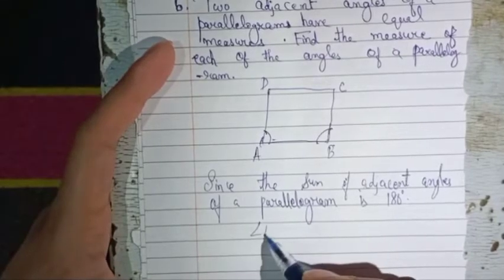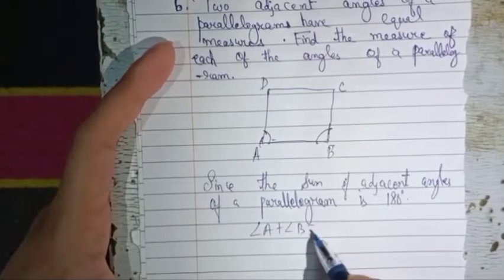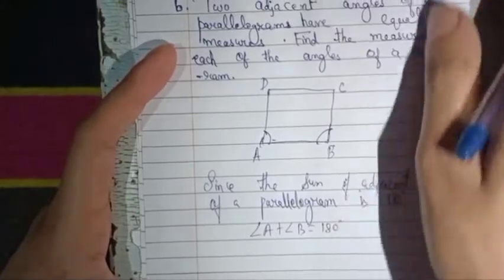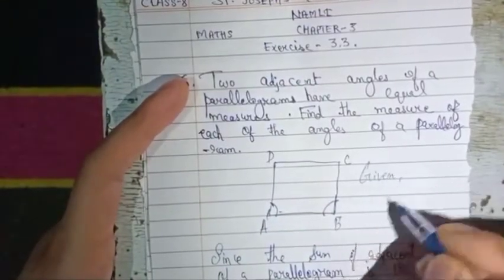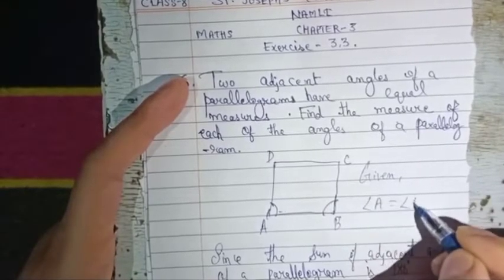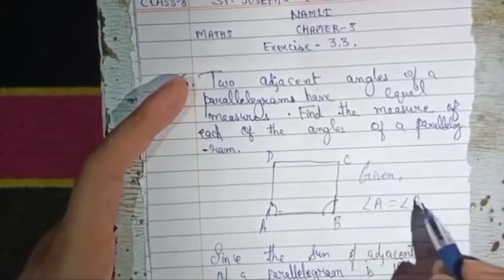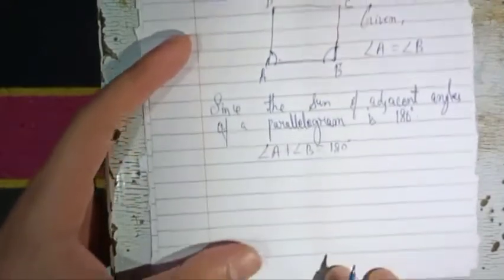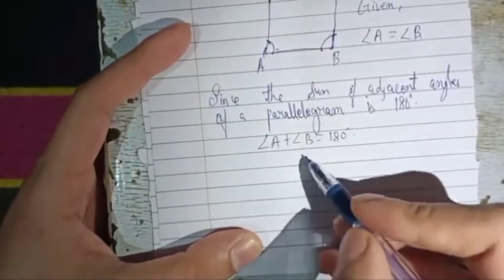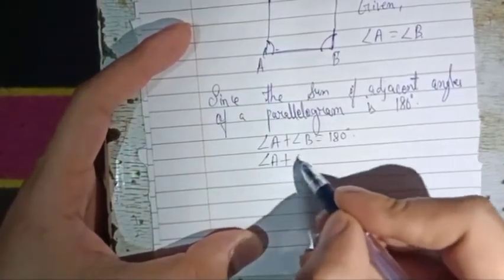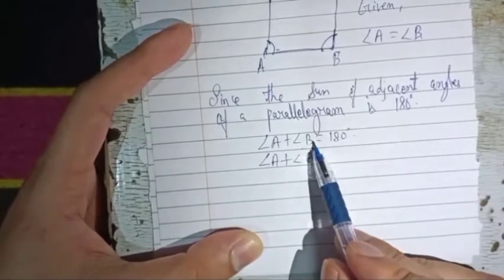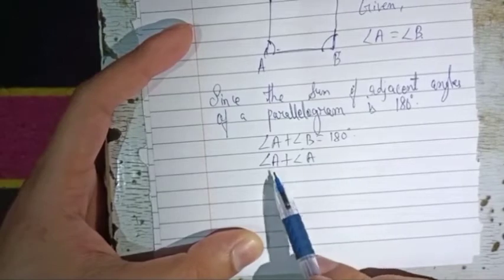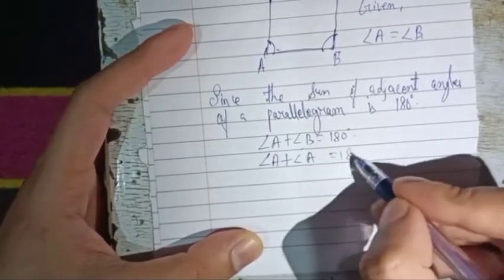So we will write here angle A plus angle B is equal to 180 degrees. And according to the question, they have equal measure. That means we will write here firstly that given angle A is equal to angle B, the measurement of these two angles is the same. Now instead of angle B, we can easily write angle A, because A and B are equal. So angle A plus angle A equals 180 degrees.